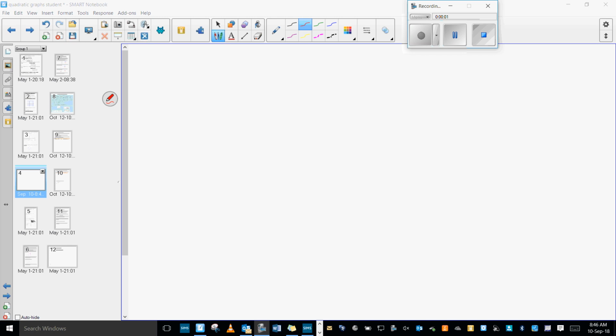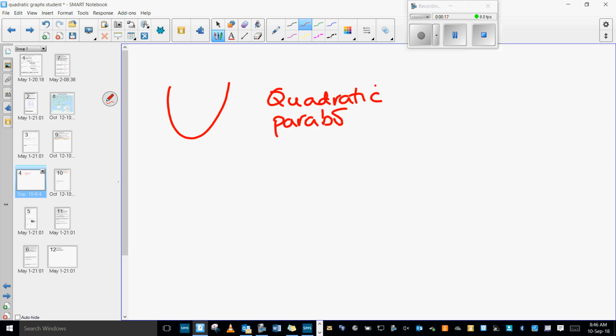Recall, what's the name of a graph that looks like this? Positively happy... what? Parabola. Quadratic or parabola? Yep. Okay, what makes something a quadratic graph or a parabola? How do we recognise it?